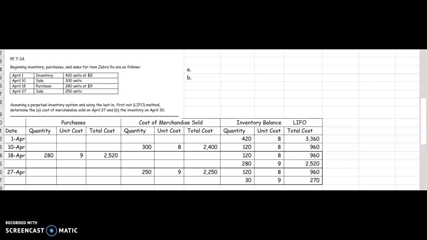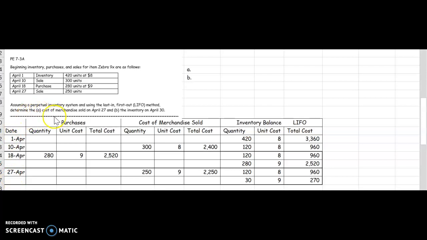So as you can see, when you're using LIFO, you expense out the more expensive ones, which gives you a lower gross profit. And in the remaining ending inventory, you have the older ones, because you have all of your older ones left right here, which means your ending inventory is going to have a lower value than if you were using FIFO. So let's answer the questions now.